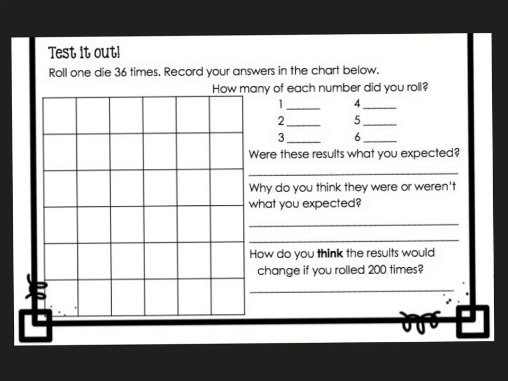Now it's time to test it out. Pause this video and then roll one die 36 times. Record your answers, then tally up how many of each number you rolled. When you're ready, press play to compare your results with mine.